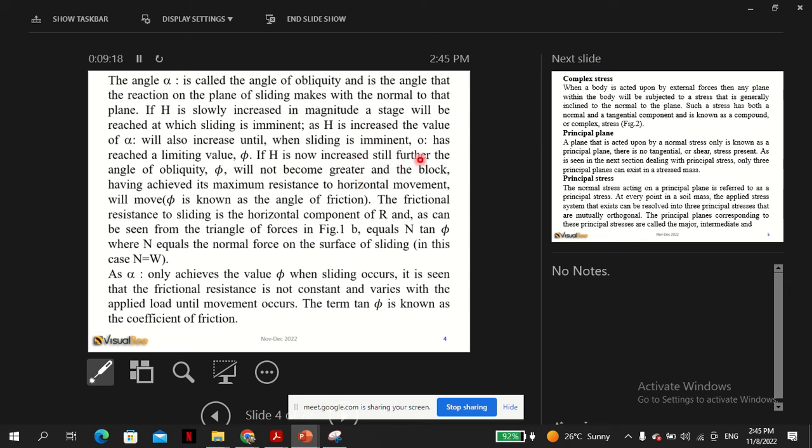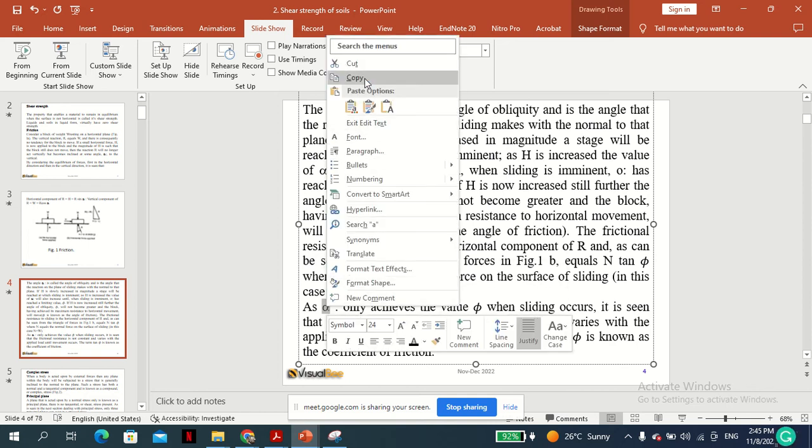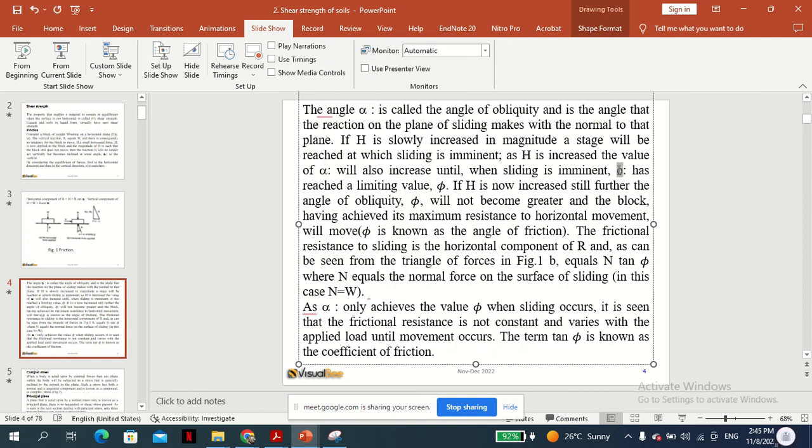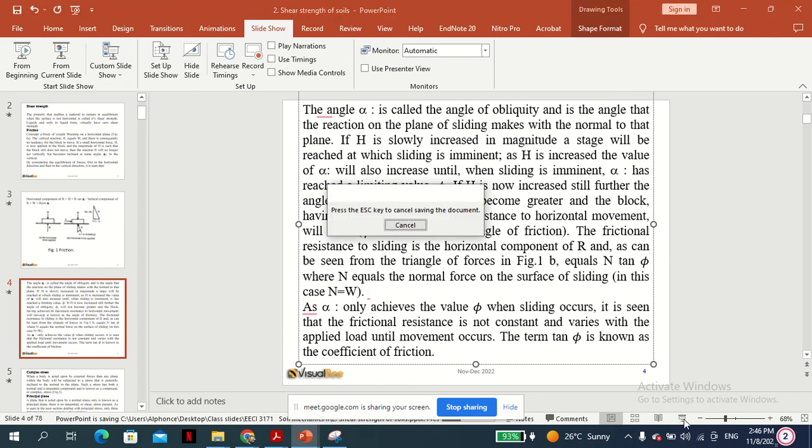So alpha has reached a limiting value phi. I think this is not right. When the block is just about to move, because we've said alpha will increase, at the point of imminent sliding alpha will have reached a limiting value, which is phi. So I think the simplest way to understand this is just to think.